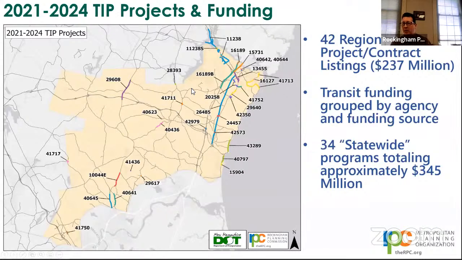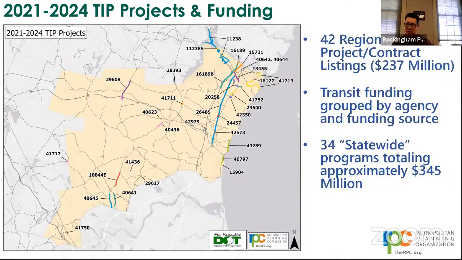Looking at our projects specifically in our 21 to 24 TIP, we have 42 projects or contracts that are around the region, totaling about $237 million. Includes our transit systems that are funded. Those are funded as group projects instead of individual listings as they were before.